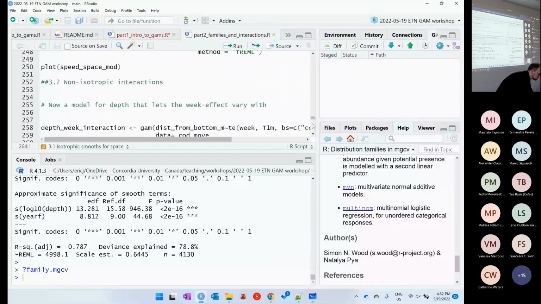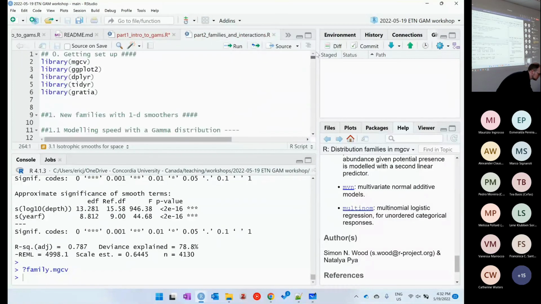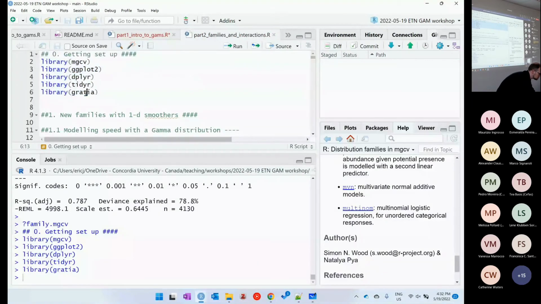Okay. So just loading the same libraries you did before.